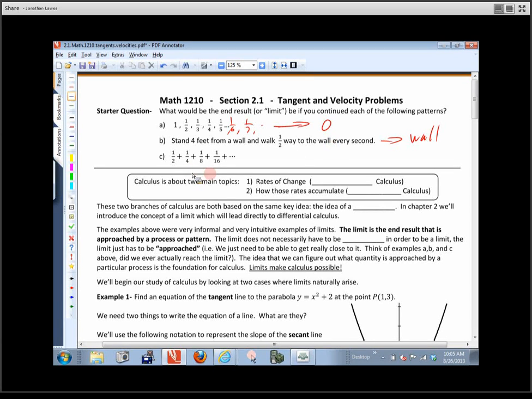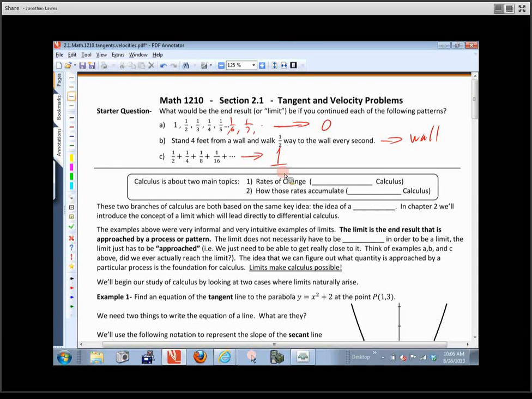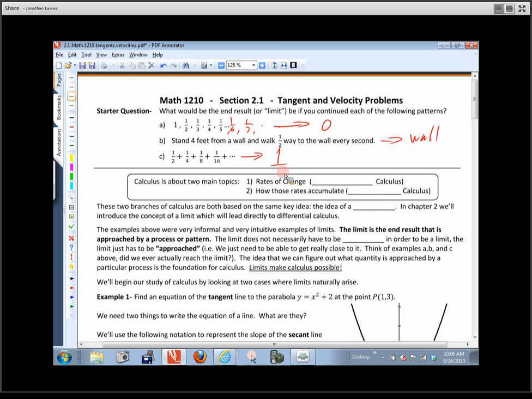And then let's take a look at this one right here. This hopefully looks a little bit familiar. If I take 1/2 plus 1/4 plus 1/8 plus 1/16 and so forth, what do I end up with? You're approaching 1. I was mixing B and C, that's okay. You've probably all seen this example.